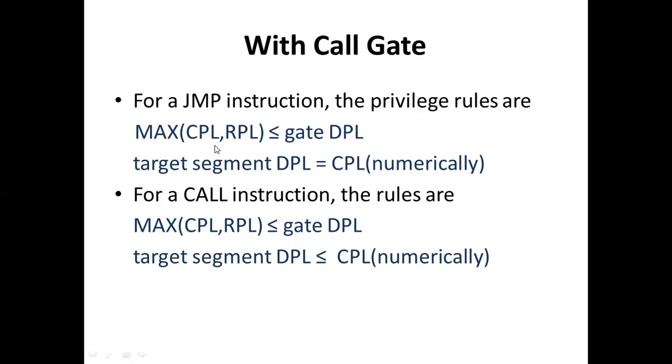The call instruction is executed when the maximum of the CPL and the RPL value is less than or equal to the DPL value, and the target segment DPL is less than the CPL. Here, the target segment DPL is equal to CPL in case of the jump, whereas in case of the call instruction, the DPL value is less than or equal to the CPL. So then only the call instruction is executed.